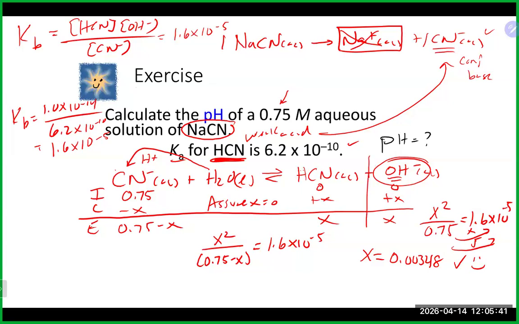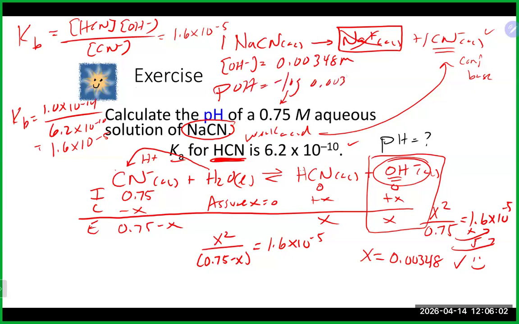Once again, looking at our ICE table, we need to remember that in this situation, x equals the OH minus concentration. So the OH minus concentration equals our x value of 0.00348, giving us a pOH of minus the log of it. That's going to get us here minus the log of 0.00348, 2.46 on the pOH. And obviously here the pH would be just 14 minus that.